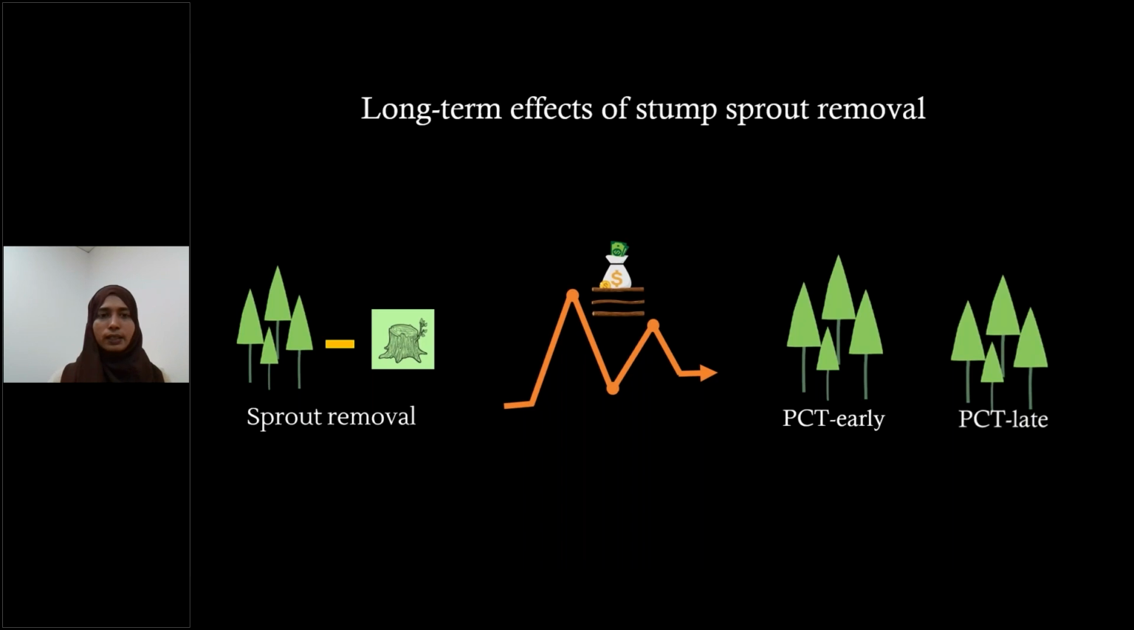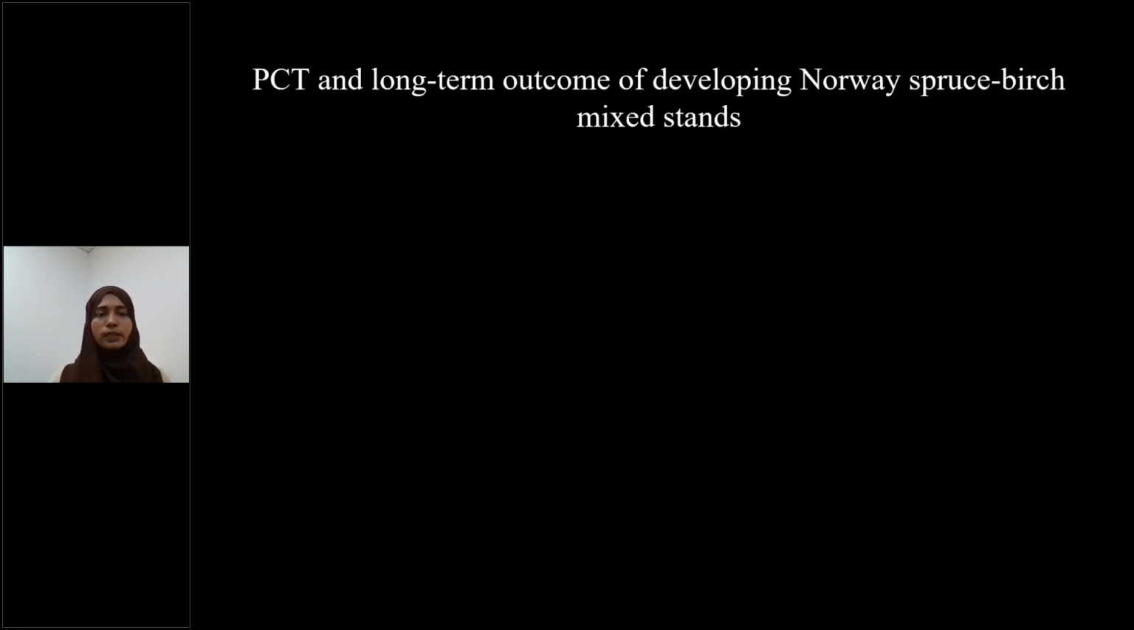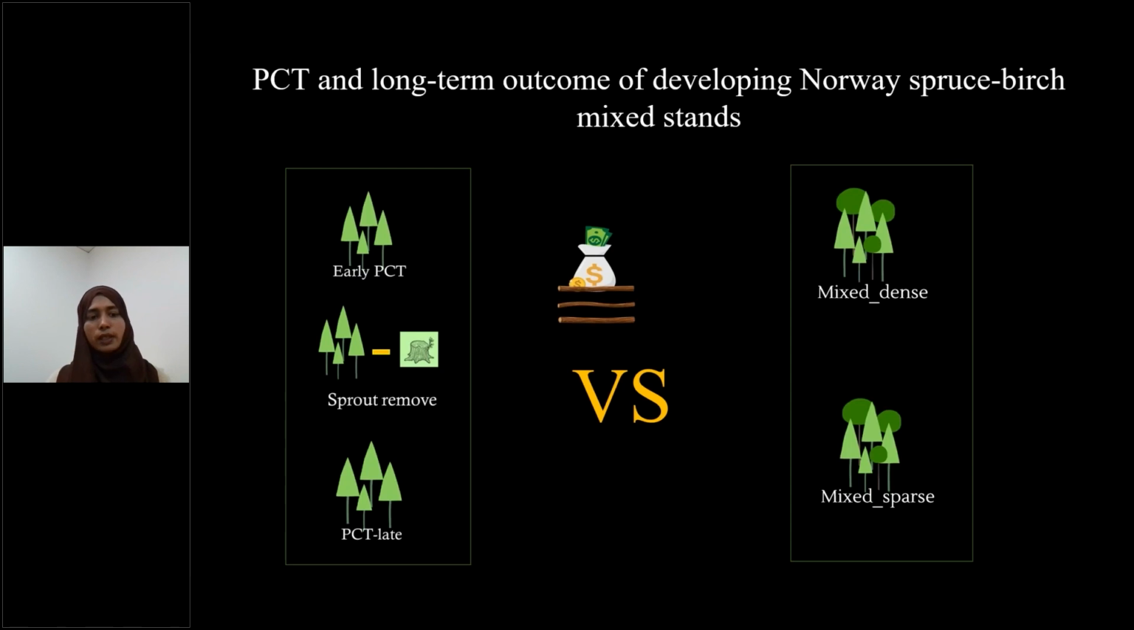All right, and moving to the last part, in the last part we also compare the production and profitability between Norway spruce monoculture and the mixed forest in the long run. Based on our simulation result, we also compare some of the ecosystem services based on earlier literature.